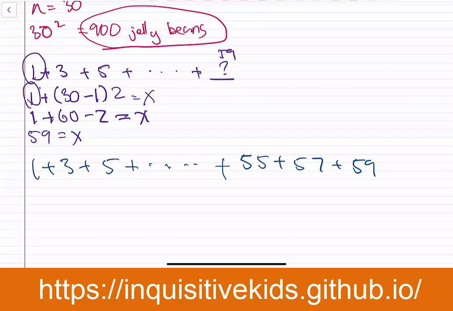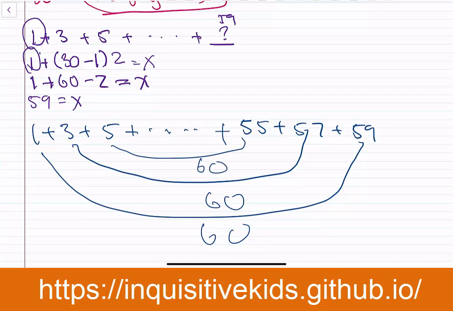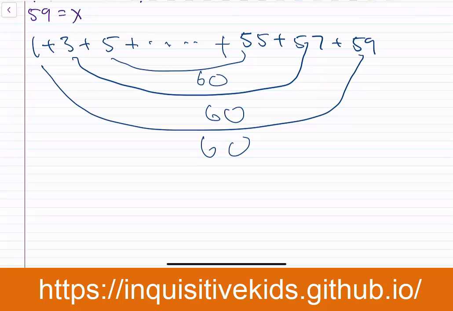plus 59. So first we have 1 and 59. That gives us 60. And then 3 and 57, also 60. And then 5 and 55, also 60. So we're going to be putting them in pairs to get a lot of 60s. And there's a total of 15 pairs because 30, the total number of terms, divided by 2 equals 15. So 15 times 60 equals 900, which means that in the entire month, Lou ate 900 jelly beans.